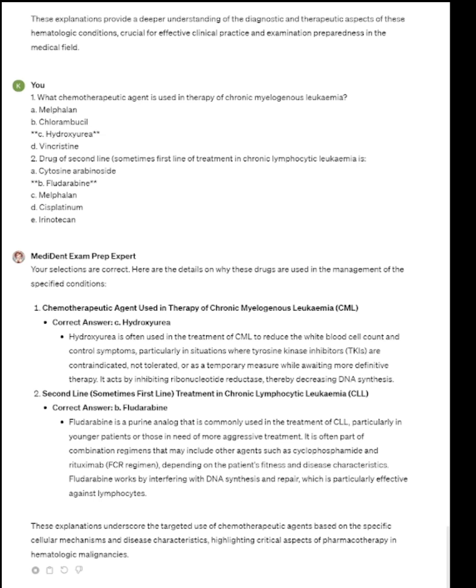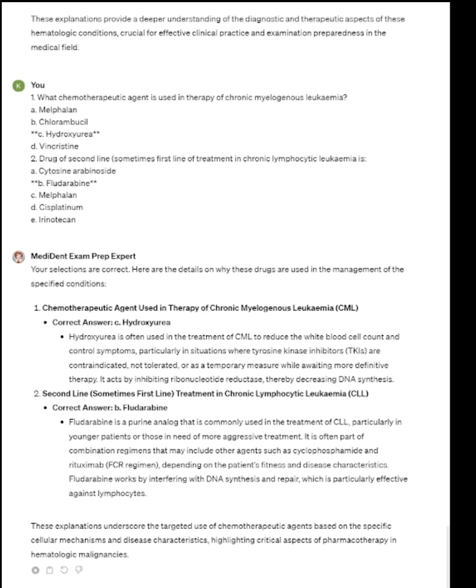It acts by inhibiting ribonucleotide reductase, thereby decreasing DNA synthesis. 2. Second line, sometimes first line, treatment in chronic lymphocytic leukemia. Correct answer, B. Fludarabine. Fludarabine is a purine analog that is commonly used in the treatment of CLL, particularly in younger patients or those in need of more aggressive treatment.